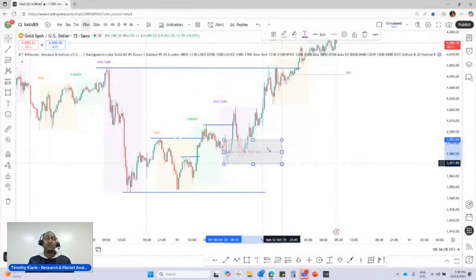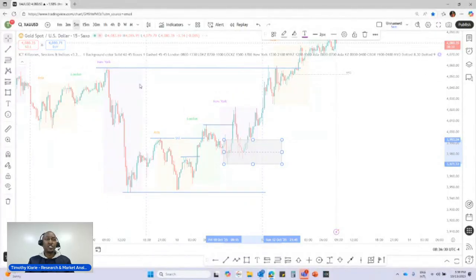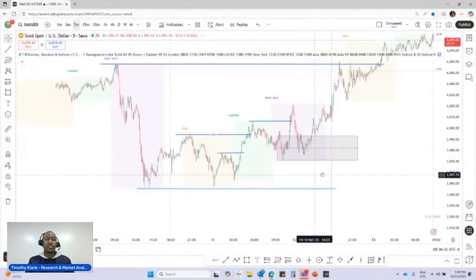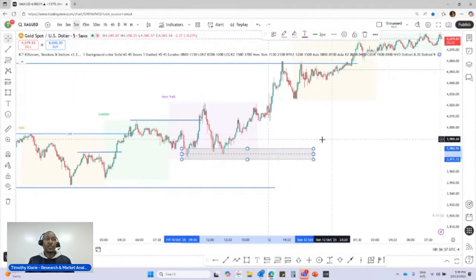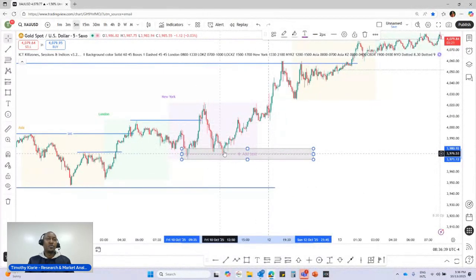I know this is the 15 minute time frame. If you go to the 5 minute time frame, you realize that this was a very nice OB. You could have minimized your risk to that level. And then the price comes, and then we have another rally.